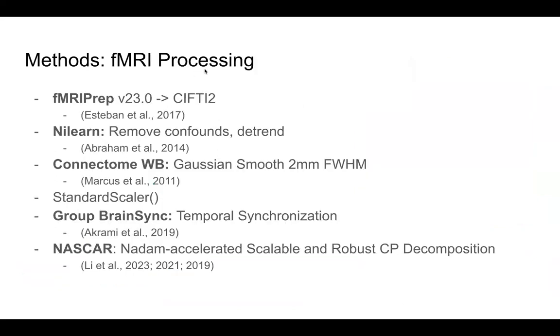Okay, so for the fMRI processing, we're running fMRIPrep version 23, and all of our data is SIFT-T2. So we're looking at cortical surfaces and subcortical volumes. We remove all of the standard confounds, detrend. We do a minimal 2 millimeter smoothing. We do some standard scaling. And then we actually do this group brain sync step, which is for temporal synchronization. So this is actually really important for the resting state runs, because movie runs are time locked to the stimulus, right? Everyone is viewing the same movie, but with resting state, you don't know what people are thinking about. So what this step does is it synchronizes everyone critically for resting state, but it also helps the movie performance too. And then finally, we run NASCAR, the Nadam Accelerated Scalable Robust CP decomposition, and we get our components.